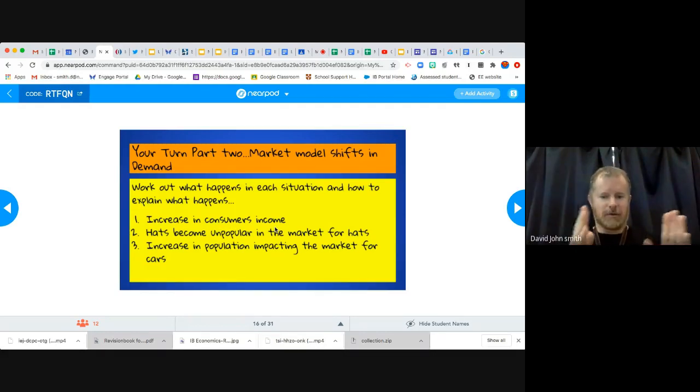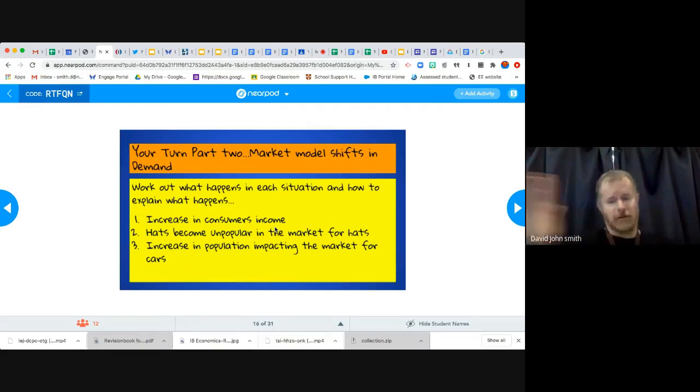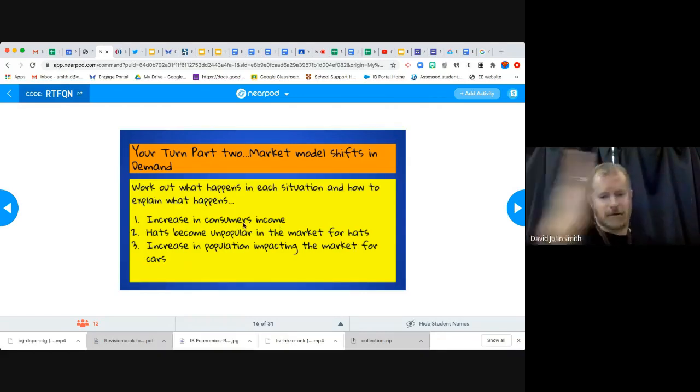Because you've only got those two shifts, a rightward shift and a leftward shift, that's all you've got for demand. It either shifts to the right or to the left. So there's only ever going to be those two shifts. No matter what the situation you get with regards to demand, those are the only two directions that you're going to be able to draw.